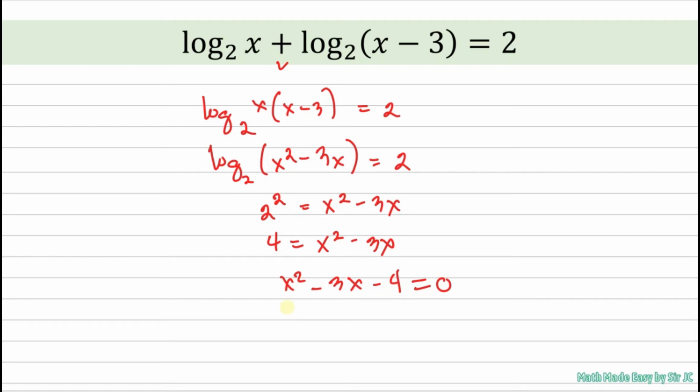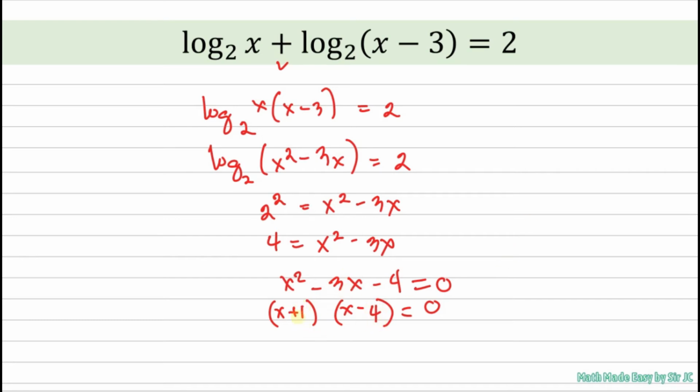Then we can solve the equation by factoring. We have x plus, x minus, because the last term is negative and the middle term is negative, so therefore we can assume that the larger number should be negative. So what numbers to be multiplied will give us negative 4, and when we add, we have negative 3, and that is negative 4, 1.